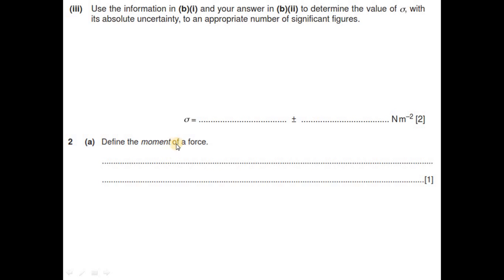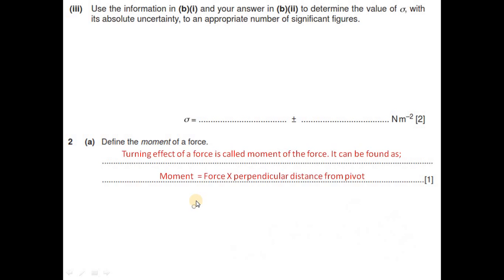Define the moment of a force. If you have some object, a rod maybe, fixed at some point like this, and you apply some force F away from this point, this point is called the pivot. From the point of action of the force to the pivot, this distance is denoted by d, which is called the perpendicular distance to the force. So F times d gives you the moment, and this is the mathematical form of the definition. You can also say that the turning effect of a force is called moment, because due to F the object turns. That's how you can define moment.